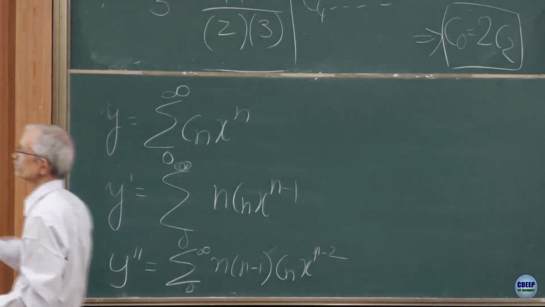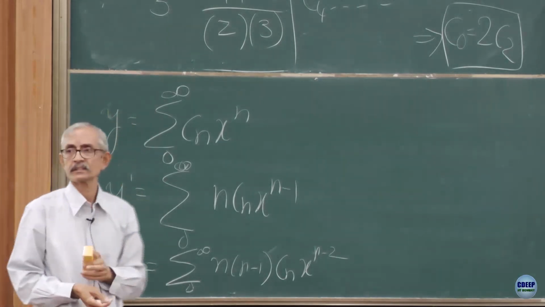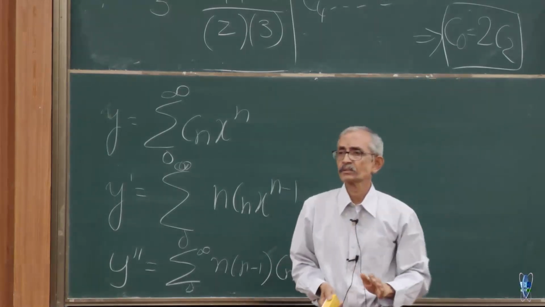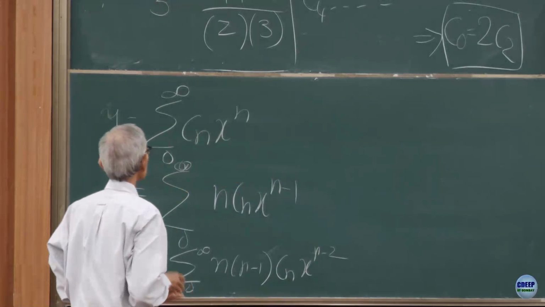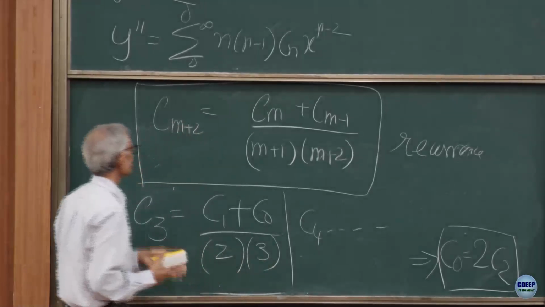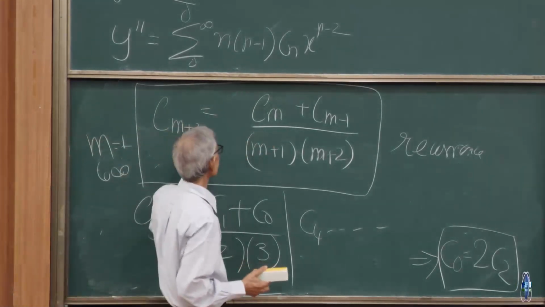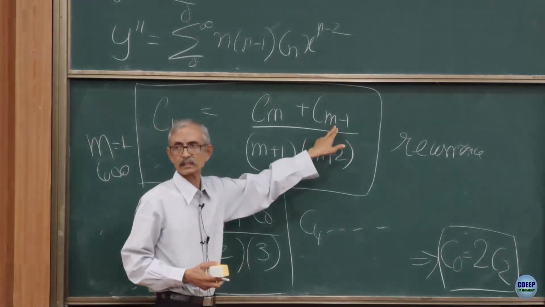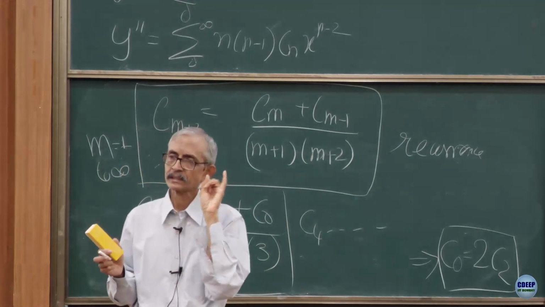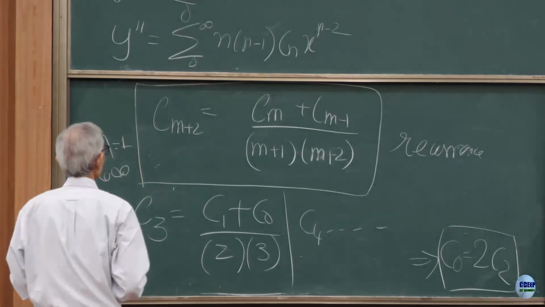This relationship is giving me what? Everything. Just now we wrote C3 in terms of C1 and C0, right? And C2 is obtained in terms of C0. Similarly, if I say C4, I don't want to do that. So m is equal to 2, so C4 is going to be coming out in terms of C2 and C1, right? So everybody is known to me except C1 and C0. Okay, C1 and C0 are still unknowns.